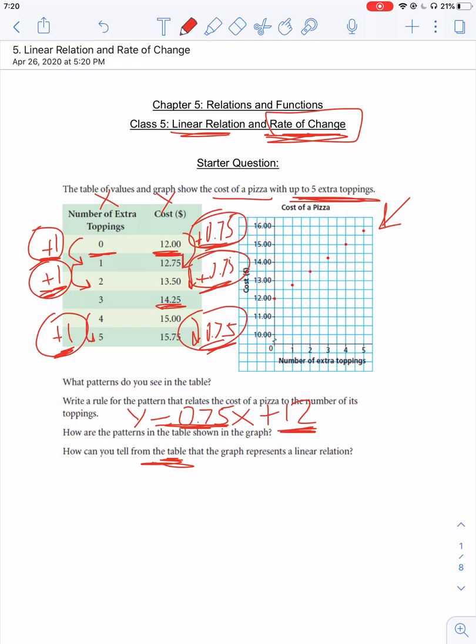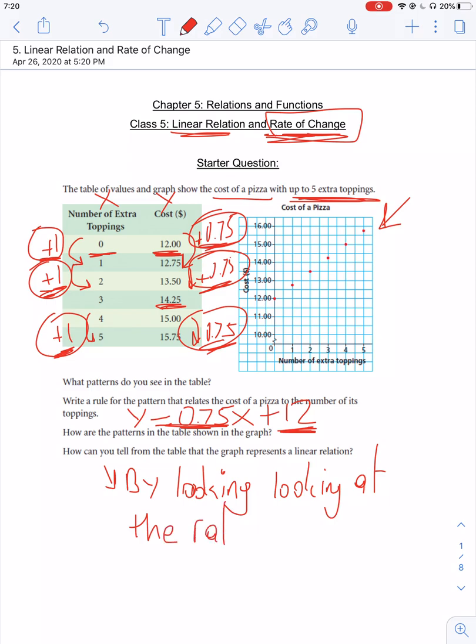So, just by looking at the rate of change. And I'll define rate of change a little later. So by looking at the rate of change. Again, I will define rate of change shortly.